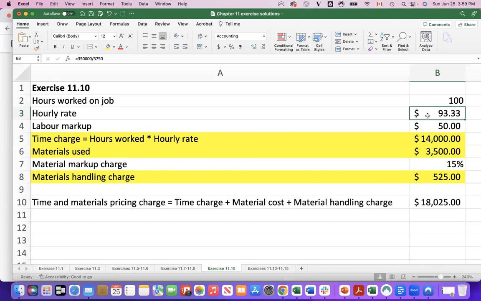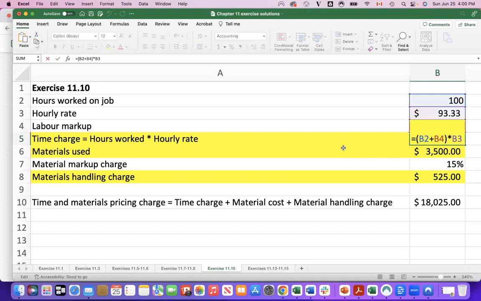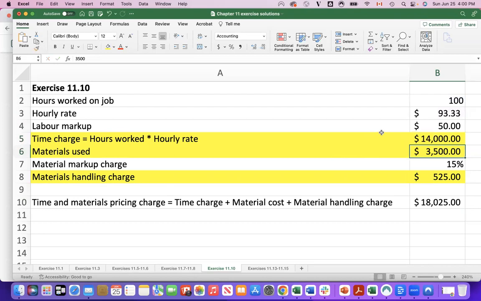Pretty good money, I would say. However, when we outsource it, or when we are bidding for a job, we bid at the hourly rate plus the markup of $50. So really what we charge customers is $143.33 per hour. So the time charge element here, how do we calculate that? It's the hourly rate of $93.33 plus the markup of 50.